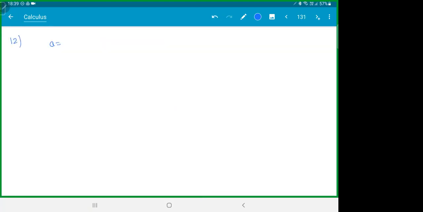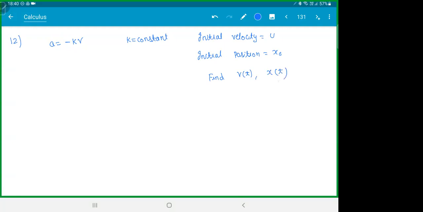Let's say A is equal to minus KB. K is some constant. Initial velocity, U. Initial position, x naught. Find v of t and x of t, velocity as function of time t and position as function of time t.